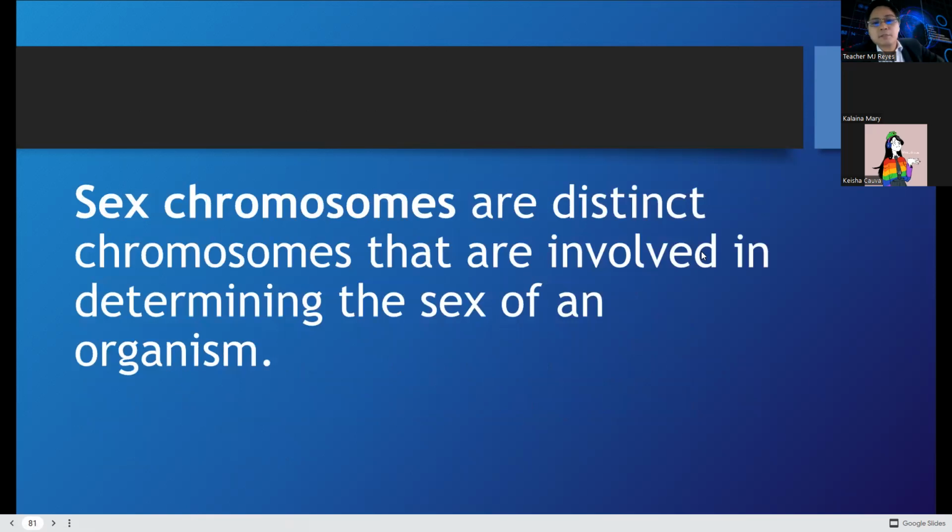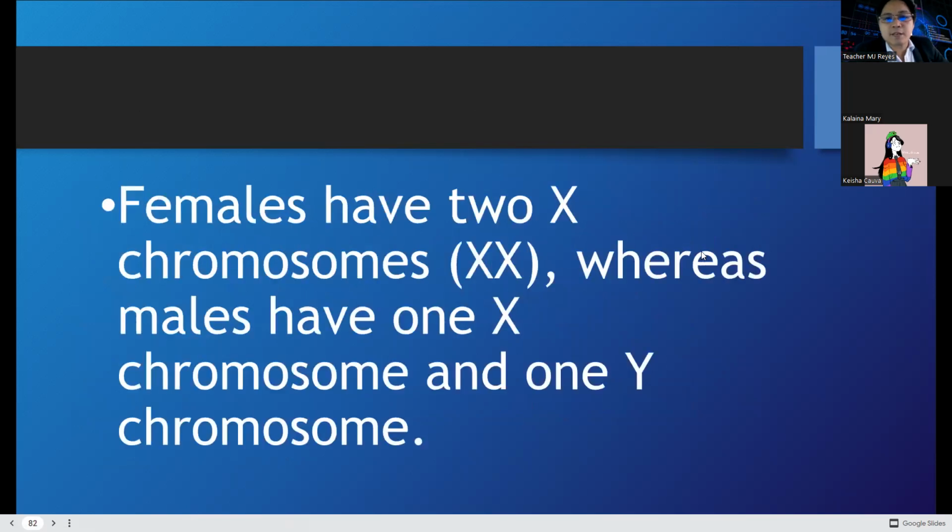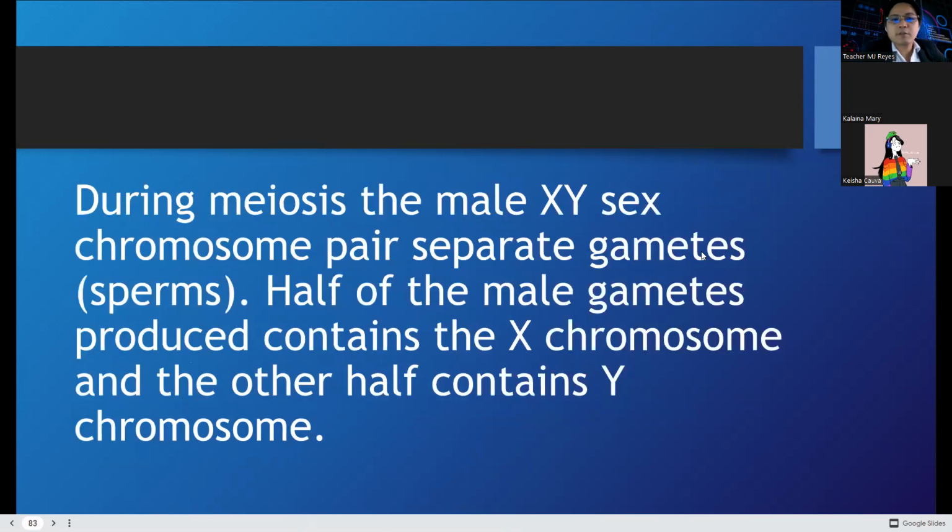Sex chromosomes are distinct chromosomes that are involved in determining the sex of an organism. Females have 2 X chromosomes, XX, whereas males have 1 X chromosome and 1 Y chromosome, hence XY. During meiosis, the male XY sex chromosome pairs separate into gametes, sperms. Half of the male gametes contain the X chromosome, and the other half contain the Y chromosome. Hence, again, it separates to X and to Y.